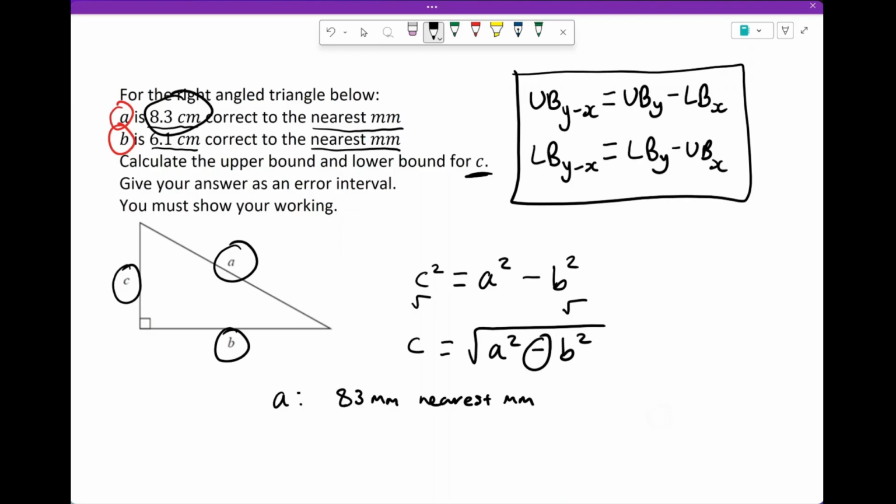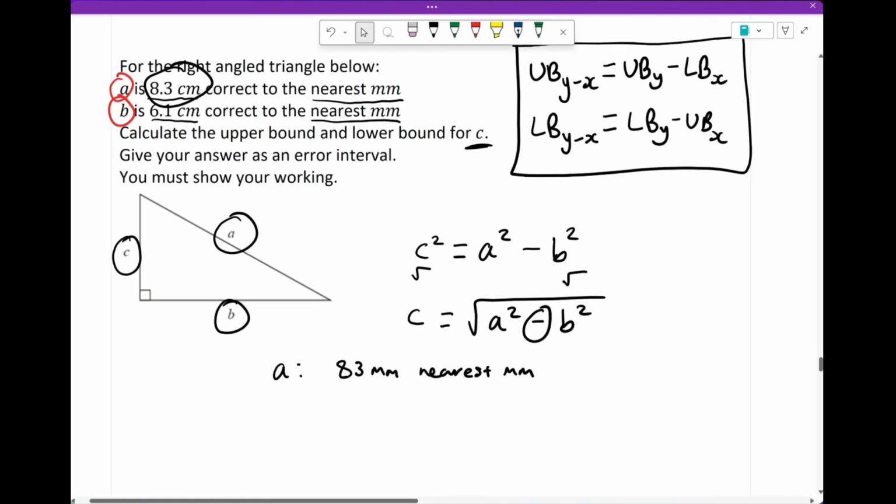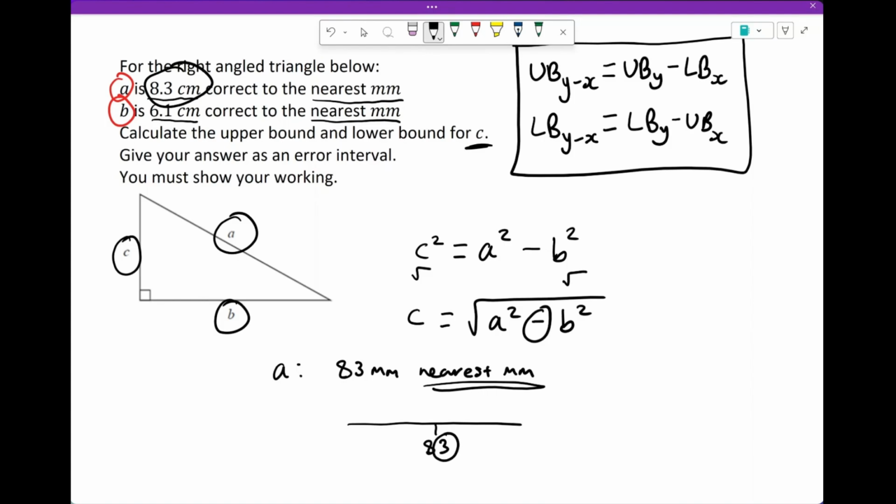Now we can have a go at finding our bounds. So we're going to draw a number line, put the 83 in the middle that we're working with. Now when it says nearest millimeter, that essentially means the nearest whole number, the nearest one, because every millimeter is going to be a whole number. Okay, so the next millimeter would be 84, and then 85, and so on. So essentially rounding to the nearest whole number. So what I'm going to do is go to that 83, and we're going to add 1 to get 84, and we're going to subtract 1 to get 82.